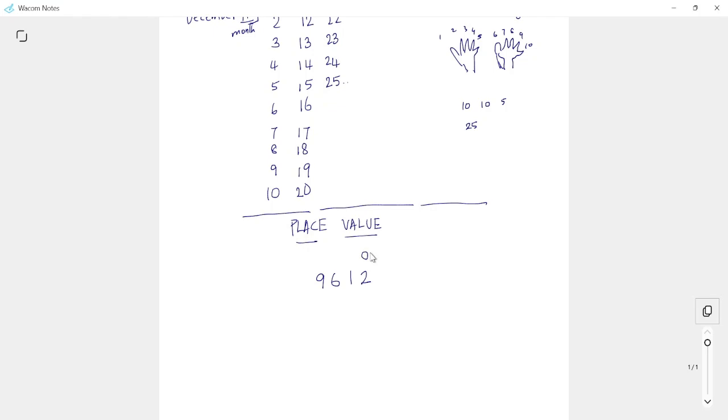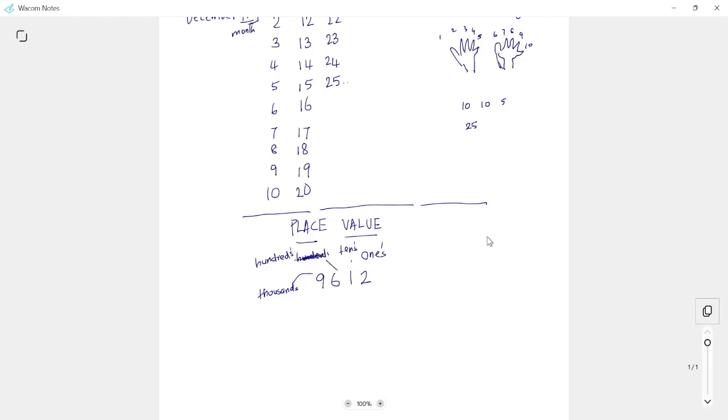So this is what we call the ones digit or ones place. This is the tens place. This is the hundreds place. And the last one is the thousands place. I'm sure you must already be aware of this. Depending upon the position of a digit, the value of that digit will be different. So this place value system is there in the decimal system.